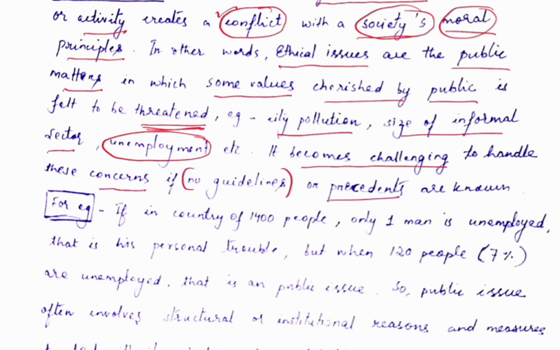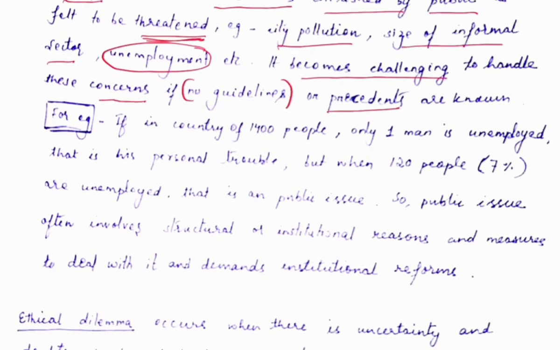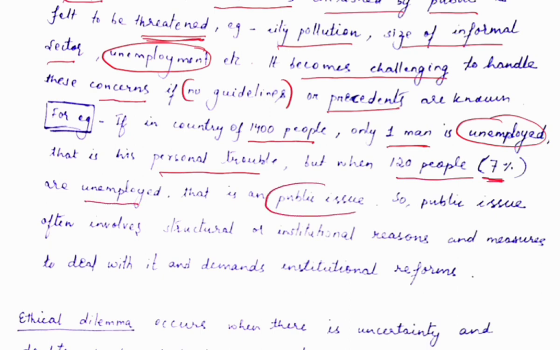For example, suppose in a country there are 1400 people, and only one man is unemployed in that country, then that's his personal trouble. So there is no ethical concern here. But when 120 people, that is 7%, are unemployed, then it becomes a public issue. So there is an ethical concern. A public issue often involves structural or institutional reasons and measures to deal with it, and demands institutional reforms.